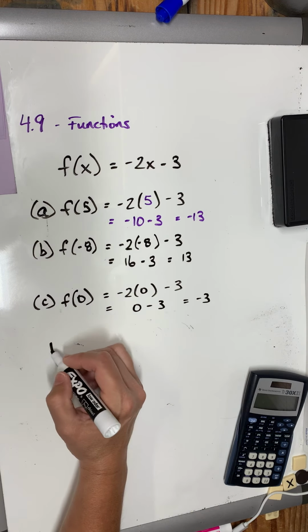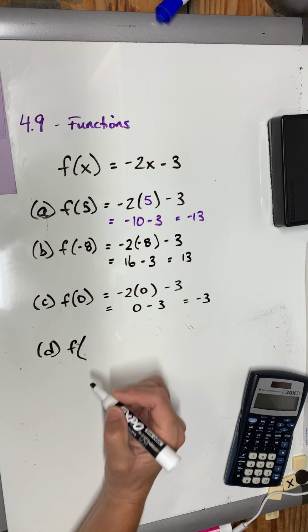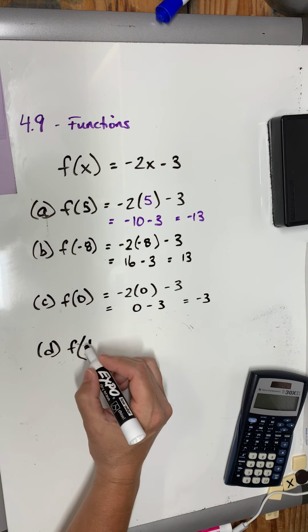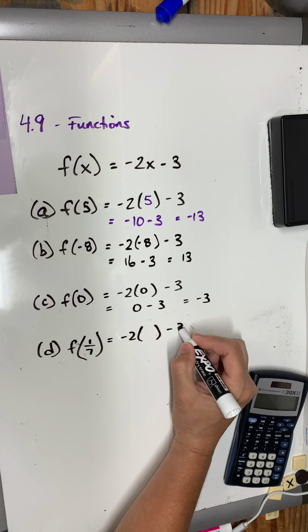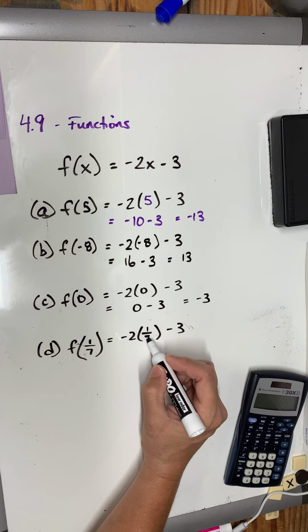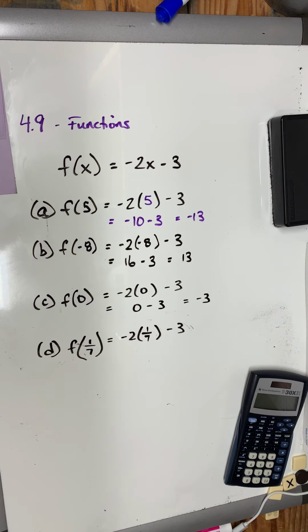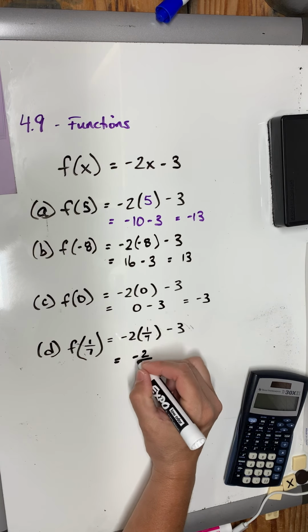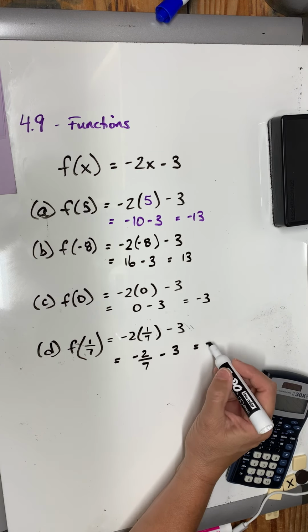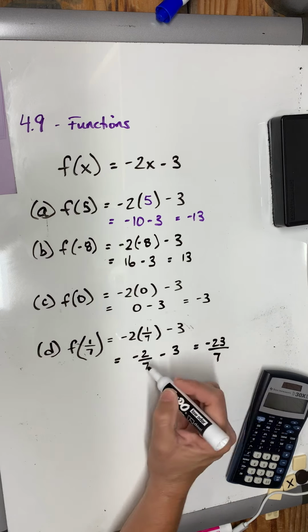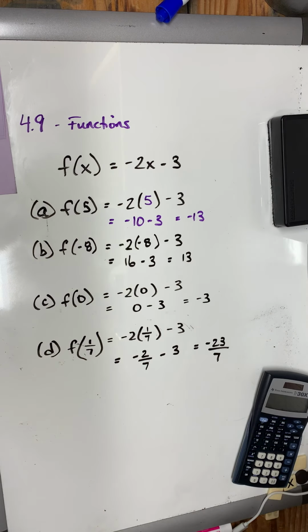And then D is everybody's favorite, a fraction. So I have 1/7. So I'm going to have a negative 2, empty parenthesis, minus 3. I'm going to put my 1/7 in here. And you can easily do that on your calculator. Negative 2 times 1/7 would be negative 2/7. Minus 3 would be negative 23/7, which would be very easy for your calculator to do if you're worried about those fractions. Okay, so that's how functions work.